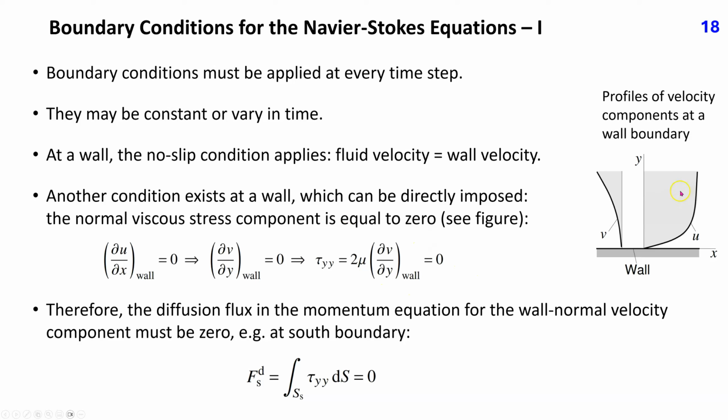This figure shows what the velocity profiles of the wall parallel and wall normal component look like near a wall. Therefore, the diffusion flux in the momentum equation for the wall normal velocity component must be 0. For example, at the south boundary.